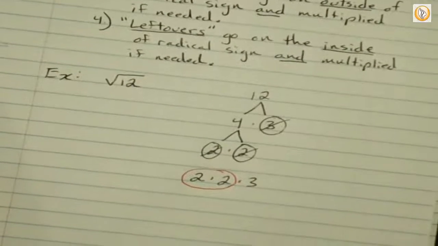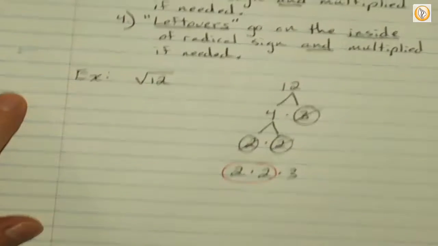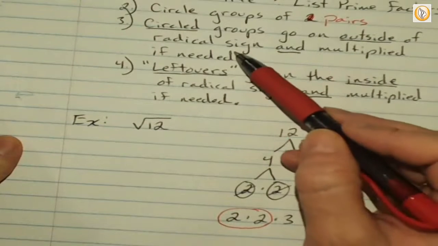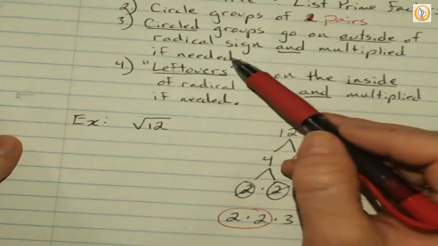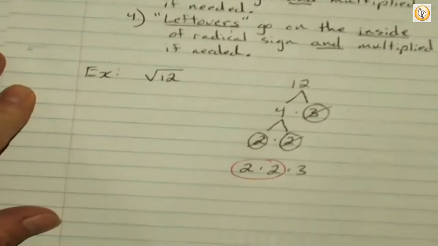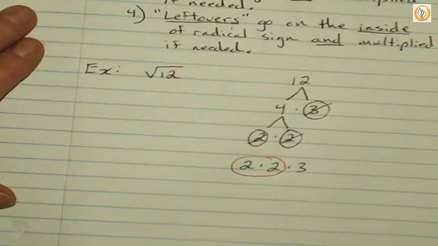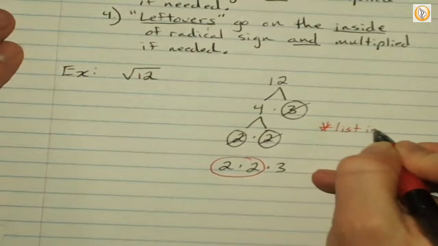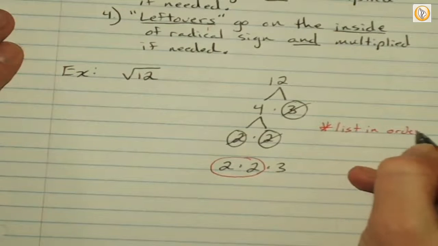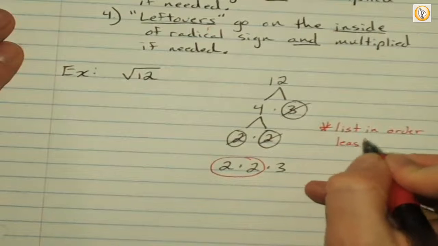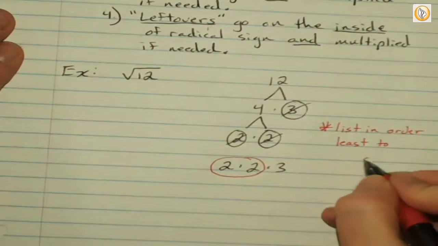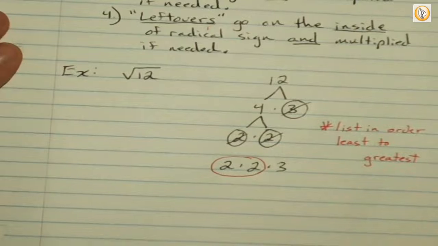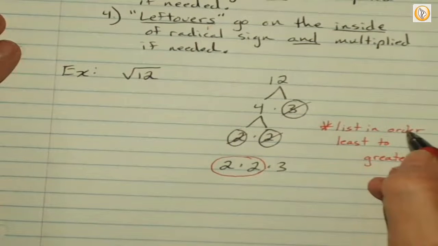Taylor, you're taking notes? All right, good job. Okay, now number 3 says circled groups go on the outside of the radical sign and multiply if needed. Leftovers go on the inside. So just like we used to, I need to put this list in order, least to greatest. That says order.